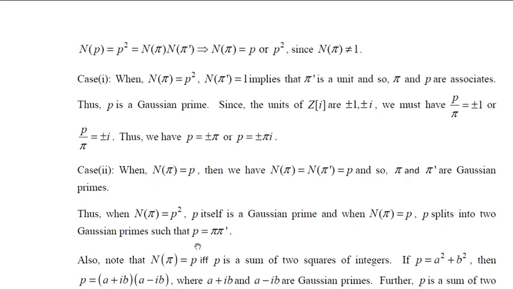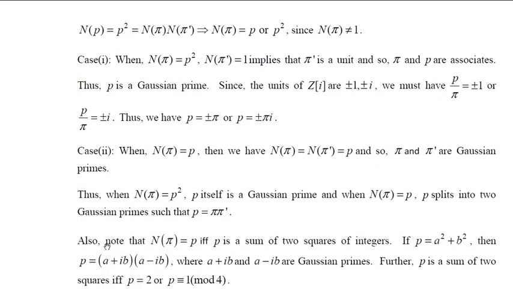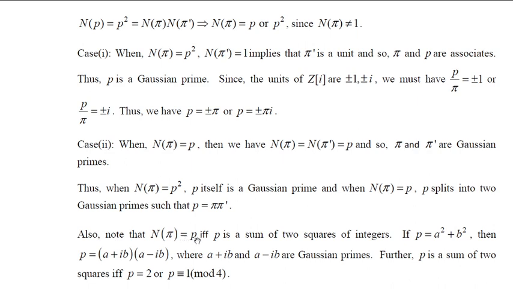Now, also we should note that N of pi equals p if and only if p is a sum of two squares of integers. That is, if p is of the form a squared plus b squared, then p can be written as a plus ib into a minus ib, where a plus ib and a minus ib are Gaussian primes. That is, 2 can be written as 1 squared plus 1 squared, which is 1 plus i into 1 minus i, where 1 plus i and 1 minus i are Gaussian primes.